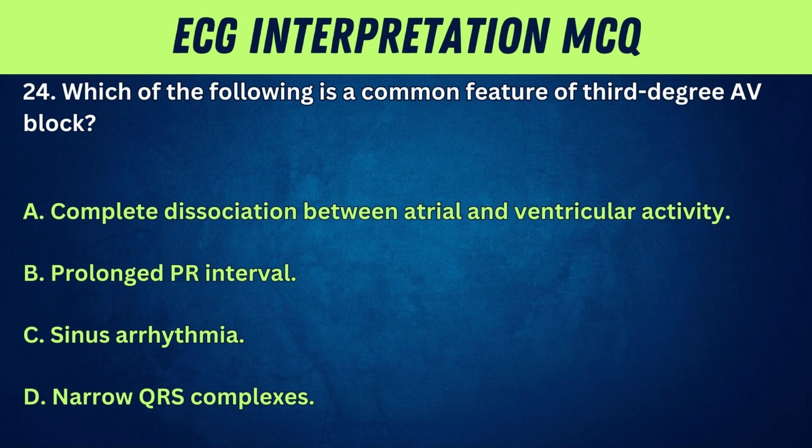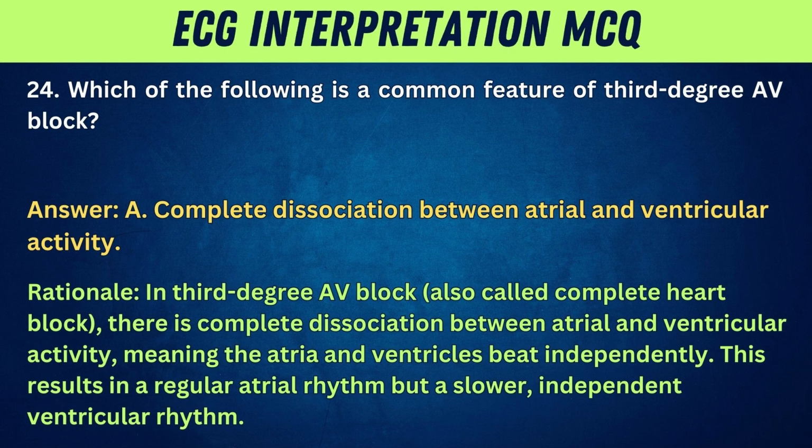A. Complete dissociation between atrial and ventricular activity. B. Prolonged PR interval. C. Sinus arrhythmia. D. Narrow QRS complexes. Answer: A. Complete dissociation between atrial and ventricular activity.